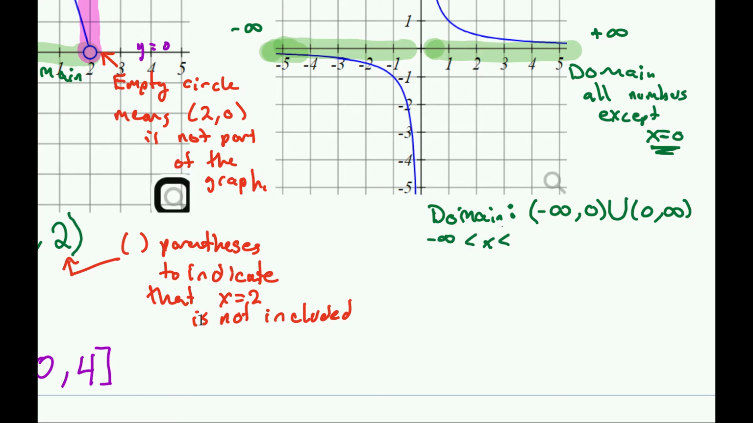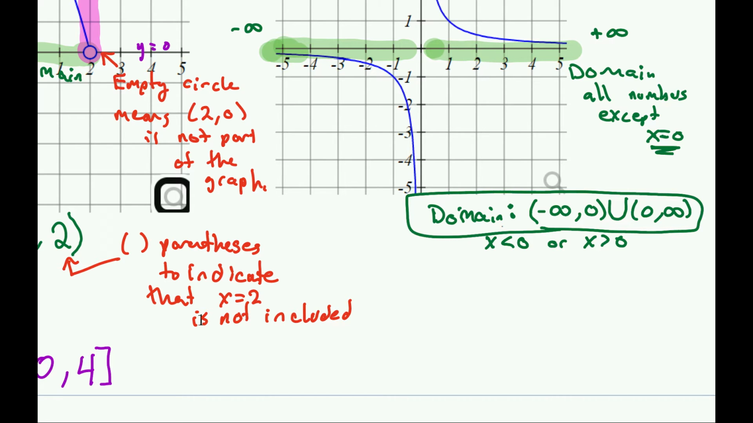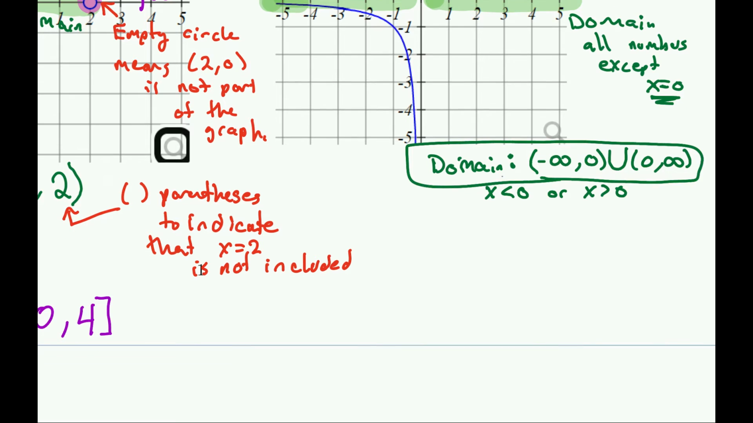x is between negative infinity. Actually, you'd have to say it this way. Like this piece would be x less than 0, or this piece, which would be greater than 0, like that, something like that. Again, this is your answer most of the time.